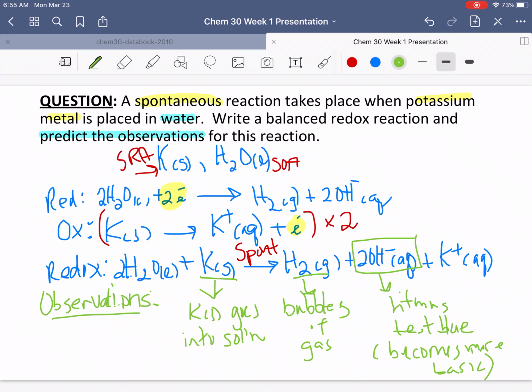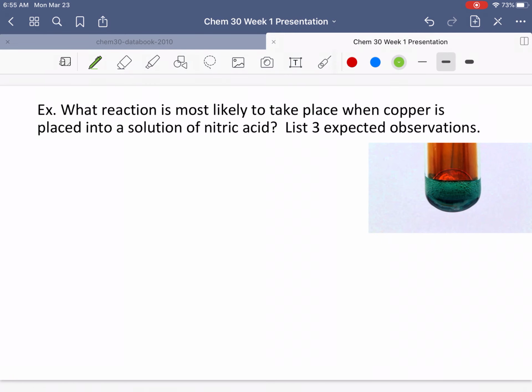There it is. Get in a habit, please, for these questions that you should be writing down possible observations. Look for all of them that you can. All right, let's try another one.